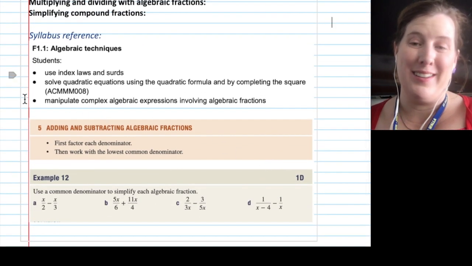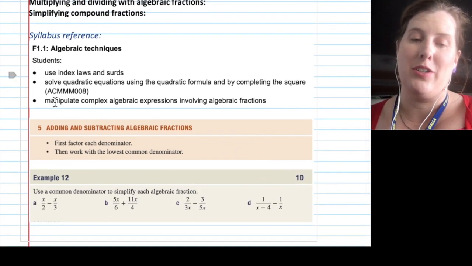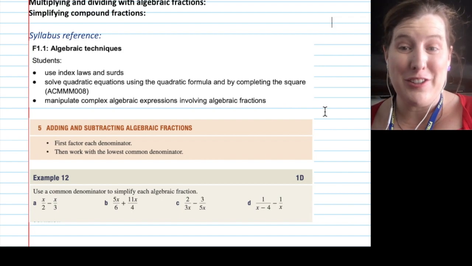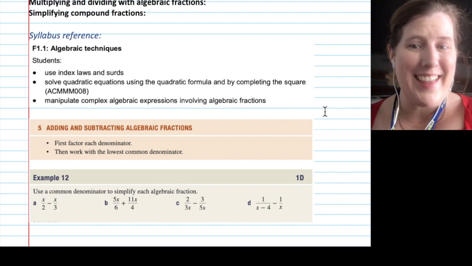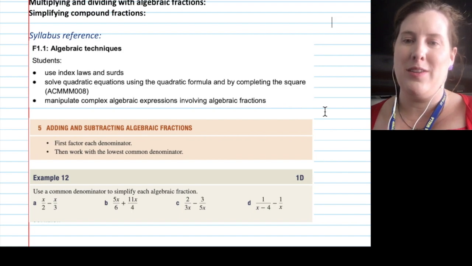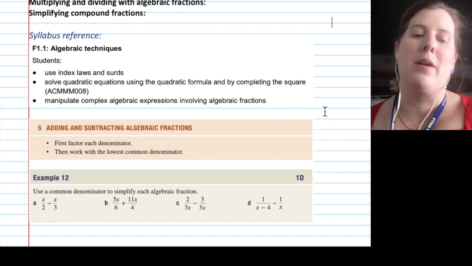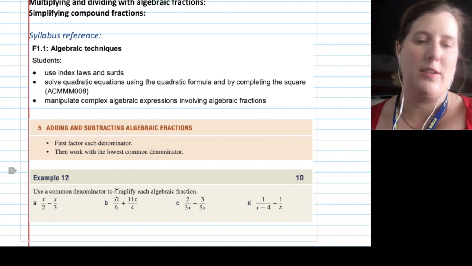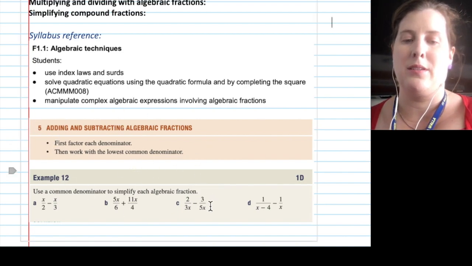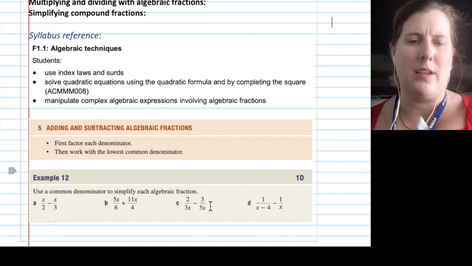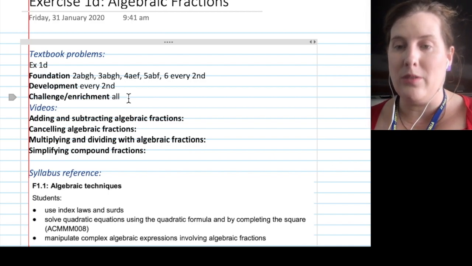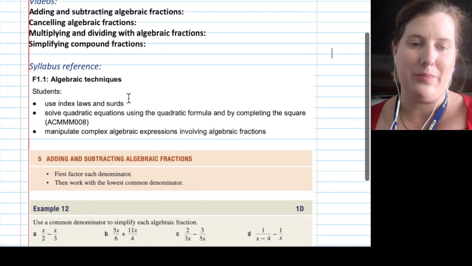Have a look at the syllabus reference. That's the first thing I want to draw your attention to: manipulate complex algebraic expressions involving algebraic fractions. This is the first thing we've done this year that's actually on the syllabus, so this is quite an important thing. I would be taking my notes really well. You'll probably want to use the notes in the textbook that resemble this. Worked examples, and questions in the textbook that you find particularly difficult, use them to guide your notes.